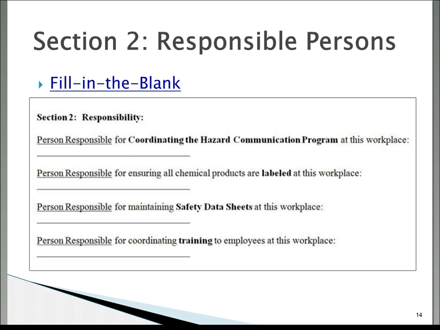All right, next in a written program, we need to identify responsible persons. So let me know, who is the person responsible for coordinating the hazard communication at this workplace? And you can identify them. Second, who is the person responsible for making sure that all chemical products are labeled? Then identify, who is the person responsible for maintaining the safety data sheets? And next, who is the person responsible for coordinating and providing training to employees? At some workplaces, it might be the same person for all 4 of those tasks. And at other workplaces, there might be different people assigned.